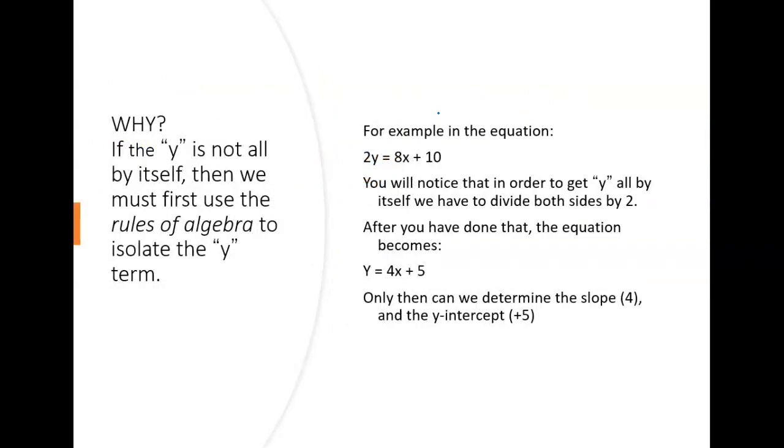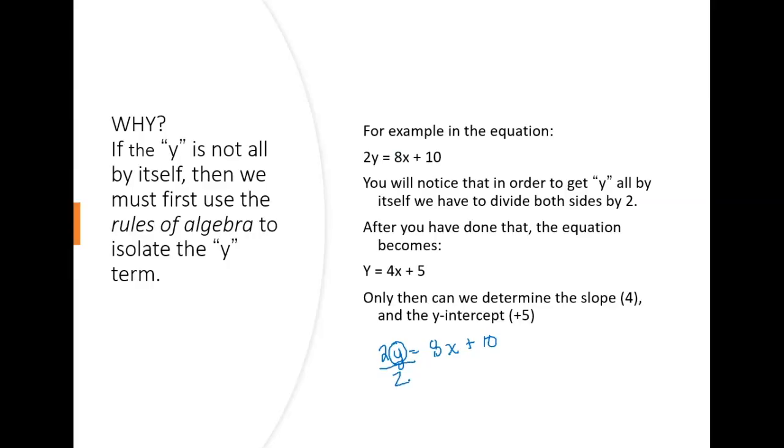Why? If the y is not all by itself, then we must first use the rules of algebra to isolate the term y. So for example, we have 2y equals 8x plus 10. So you'll notice that in order to get y all by itself, we look back at algebra. So right now there's an 8x and a 10, and that's fine. But I have this 2 with the y. So let's move down here. So we have 2y equals 8x plus 10. So our rules of algebra tell us that if I want to get this y by itself, which is my goal, I have to get rid of this 2.